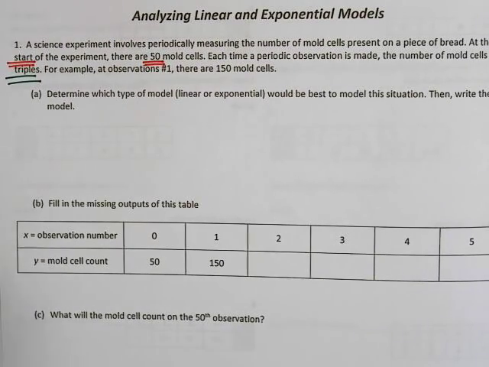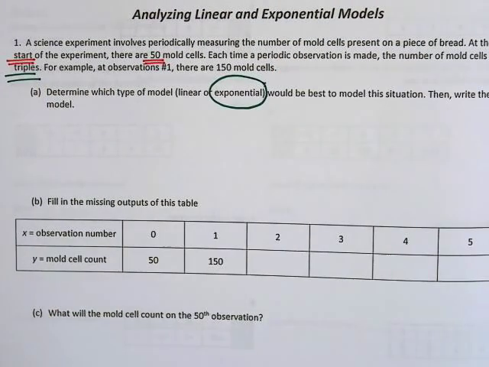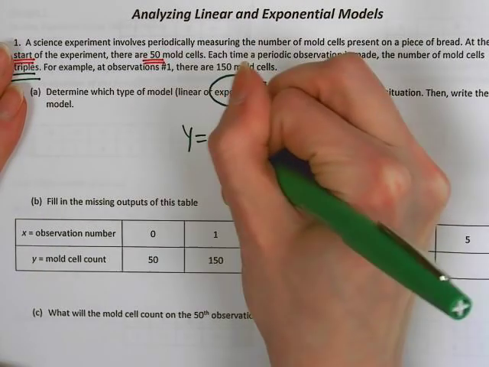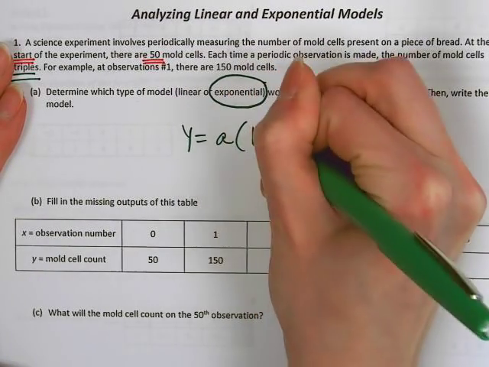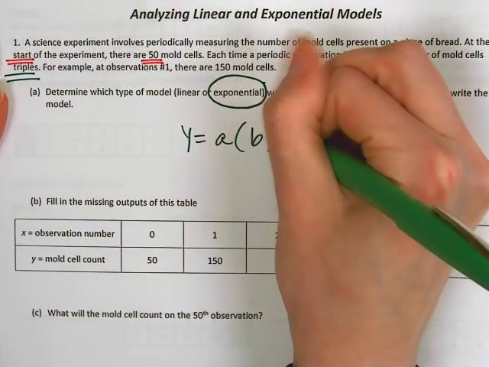And I'm hoping that because of the word triples, you guys would have known that that was exponential. And then write the model. So remember, the model is y equals starting value times rate to the x or t power. Oh, they have x here. Let's use x.